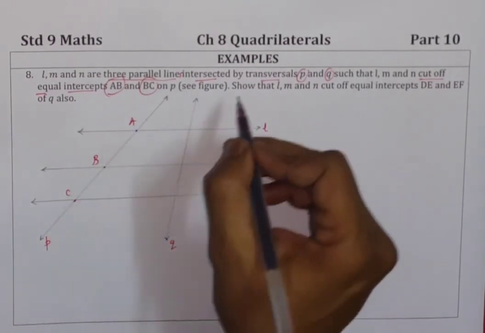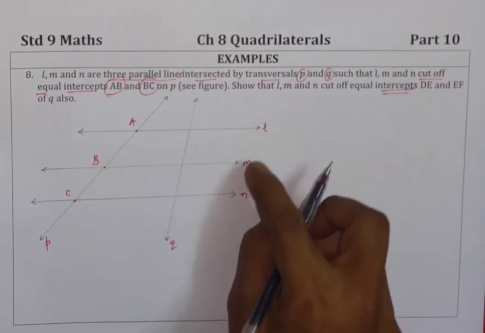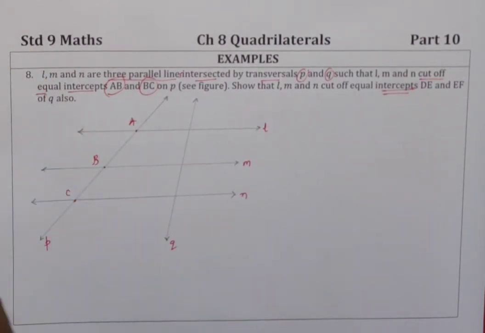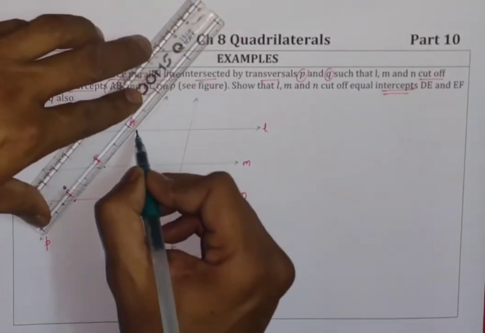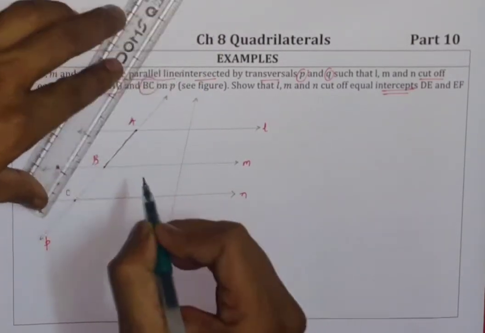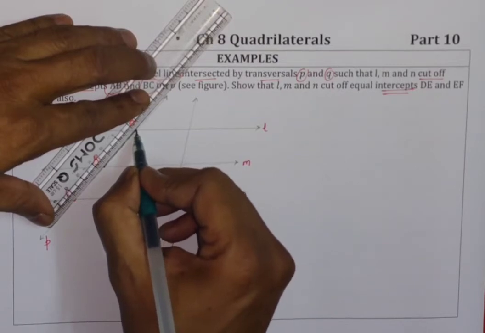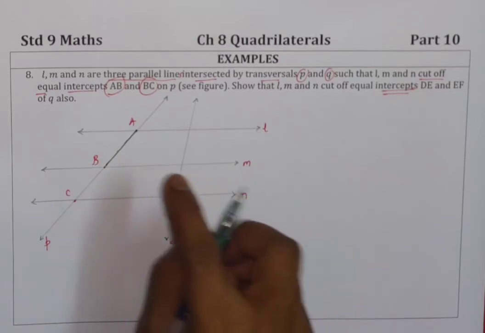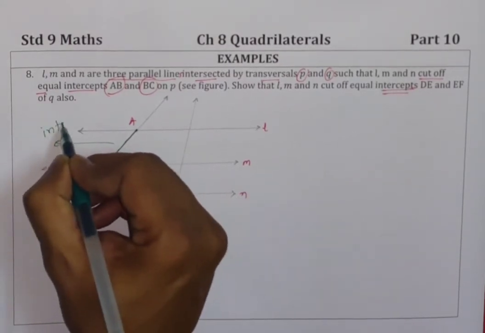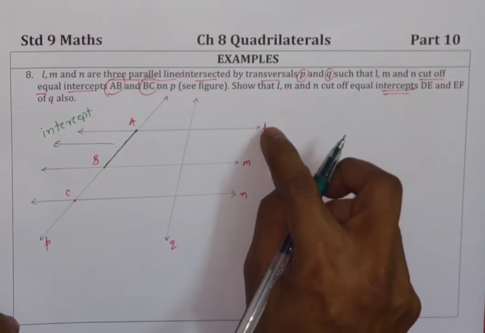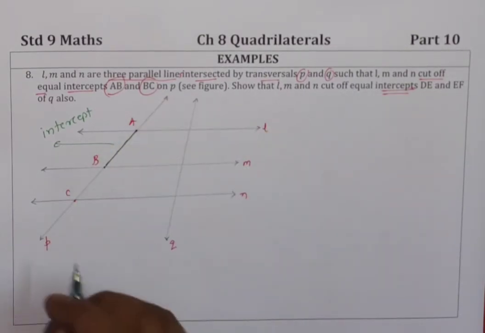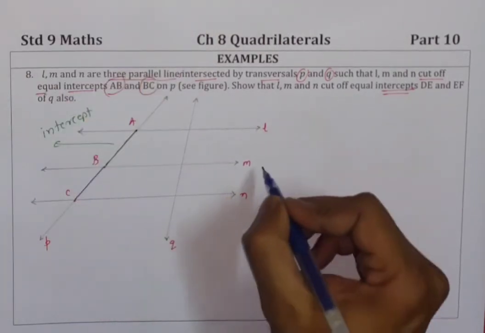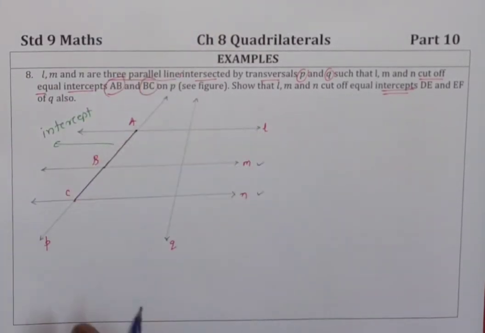So this AB, that is called intercept made by line L and M on transversal P. And BC, children, this AB, line segment AB, joining the point of intersection A and B, that is called intercept. It is called intercept made by parallel lines L and M on transversal P. Then there is another intercept, that is BC, that is made by lines M and N on the transversal P.